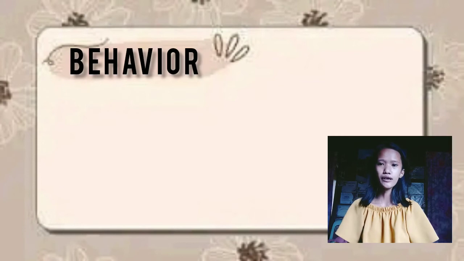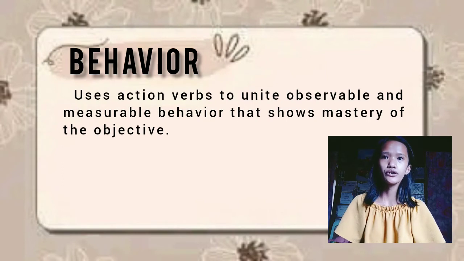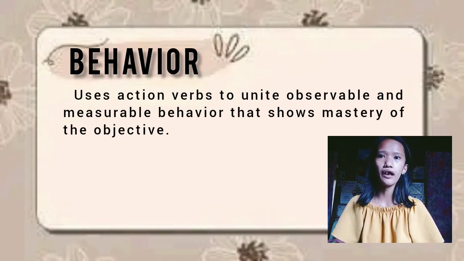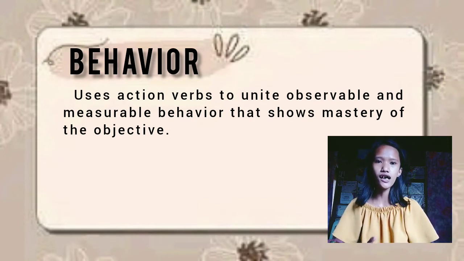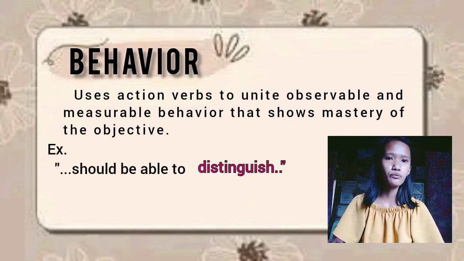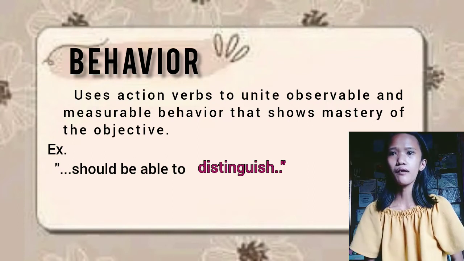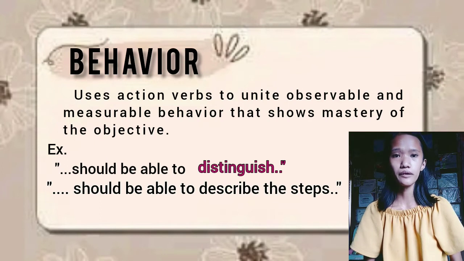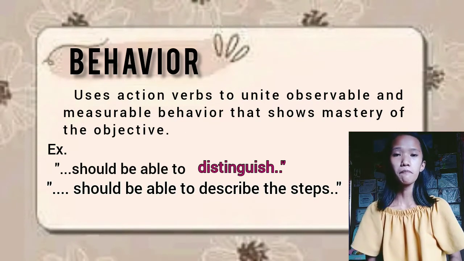The second element is the behavior. Behavior uses action verbs to state observable and measurable behavior that shows mastery of the objective. Ano ba yung i-act ng bata? For example, should be able to distinguish. Ano ang gagawin ng bata? Ano yung kanyang ipiperform? Another example, should be able to describe the steps. Anong gagawin ng bata sa steps? Ano ang kanyang ipiperform? Yun ay ang pagdi-describe.